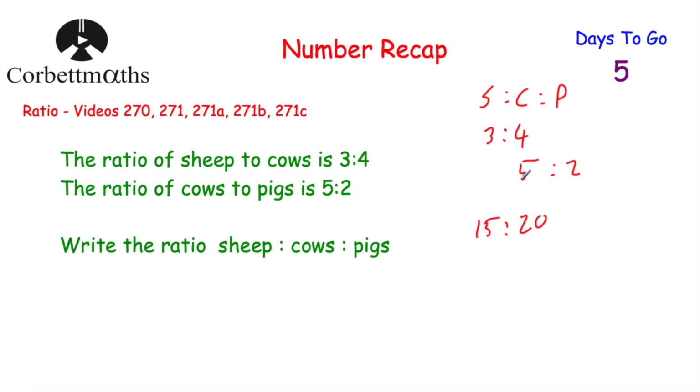And then if we take the second ratio, to get from 5 to 20, we times by 4, so we multiply 2 by 4, that's equal to 8. So the ratio of sheep to cows to pigs would be 15 to 20 to 8, and then that can't be cancelled down, so that's it.